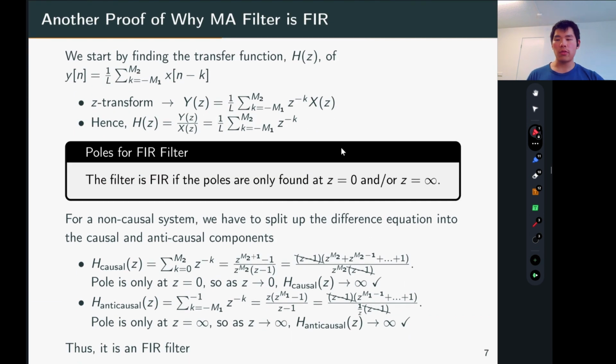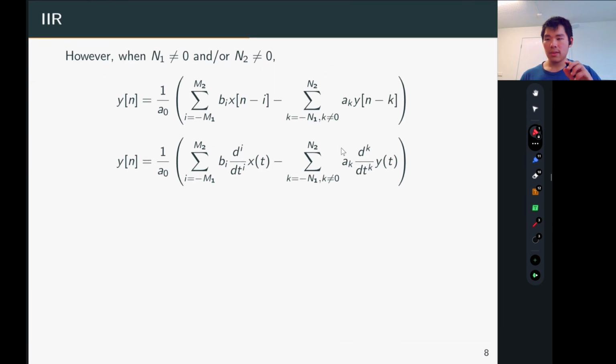And this is another proof of why the moving average filter is an FIR: the poles of an FIR filter are only found at z equal to 0 and/or z equal to infinity. So we find the transfer function, and then we get this, and then we determine the poles, and we indeed only find the poles at infinity and at 0. So thus this is an FIR filter. I don't want to go too in depth on this because we have a lot to go through at the end. So that's the first special case.